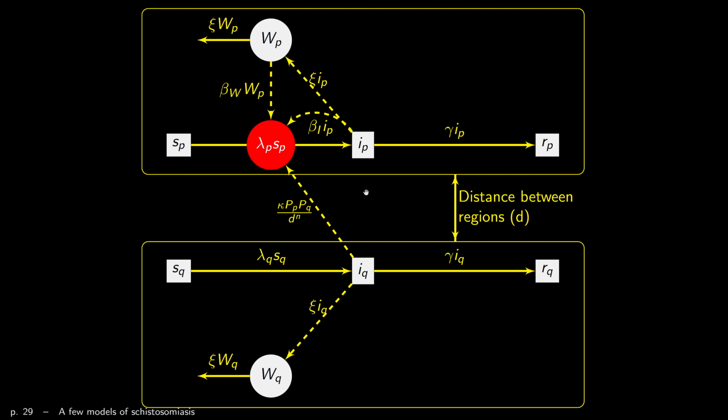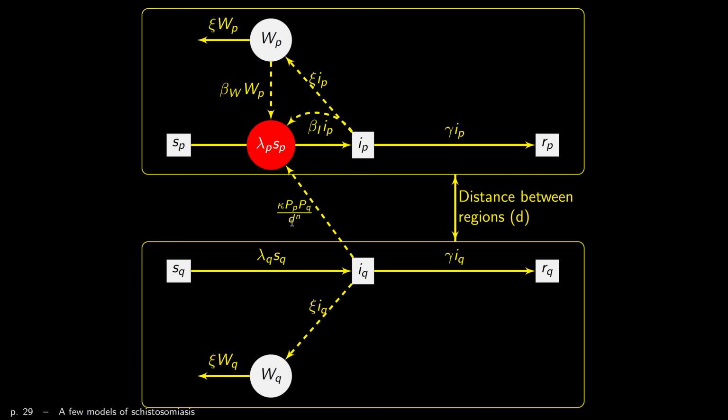So let me quickly explain what these are. d, first of all, is the distance between regions. Kappa is some constant, never mind it, it's just something that allows you to scale things. Capital P_p is the population in P, and capital P_q is the population in Q. So P_p P_q over d to the n is actually what we call a gravity term.